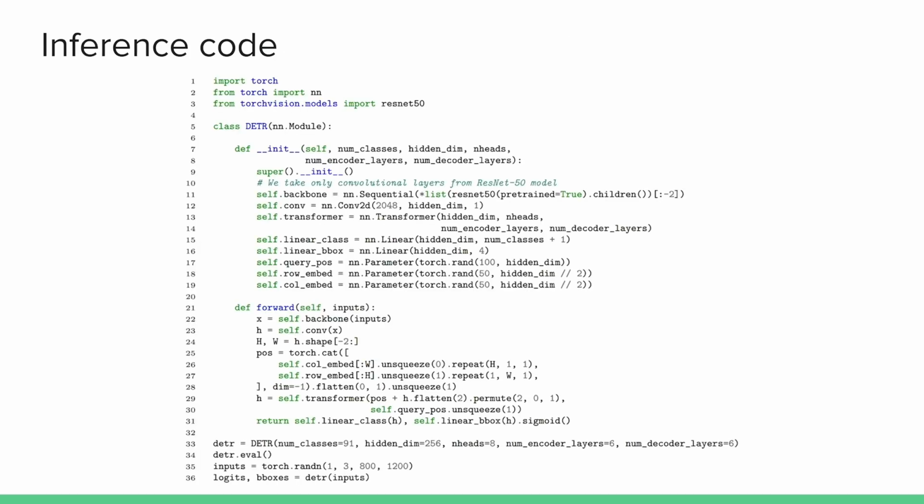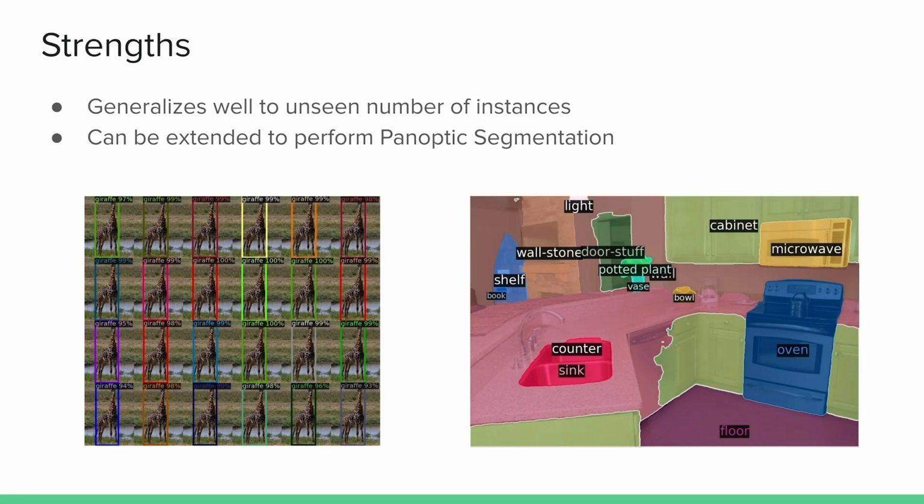The inference code for this is, I would say, quite overseeable. It's pretty short, and you can try this. There are a bunch of implementations of this detection transformer network where you can just play around and feed your own data to a pre-trained model and see how well it goes.